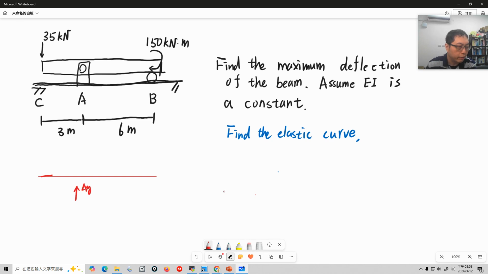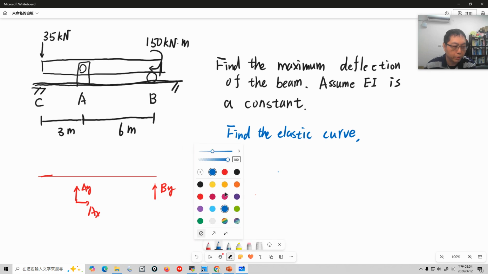AY and AX. Because A is a pin support and B is a roller support, at the roller support we only have an upward force. So first of all, we need to solve for AX, AY, and BY. How do we solve for AX, AY, and BY? You use rigid body equilibrium.